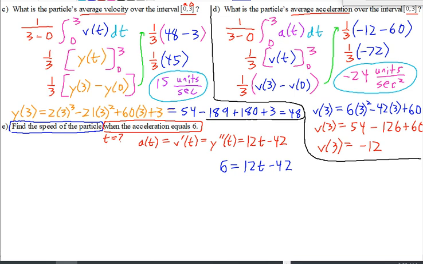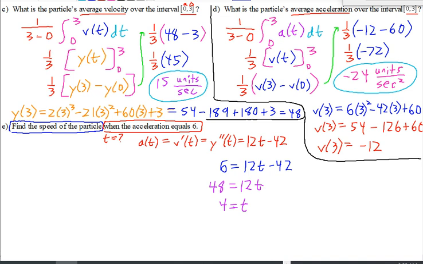And solve it for the time, the "when" part first. So if you add 42 to 6, you can see you get 48 equals 12t. And dividing by 12 gives you t equals 4. So now we know the "when" part. Now we know at 4 seconds, that's when the acceleration is 6. But now we need to find the speed at that time.